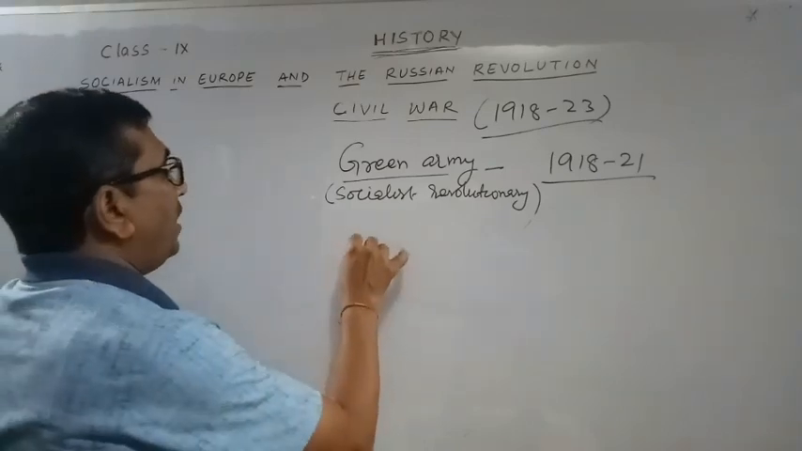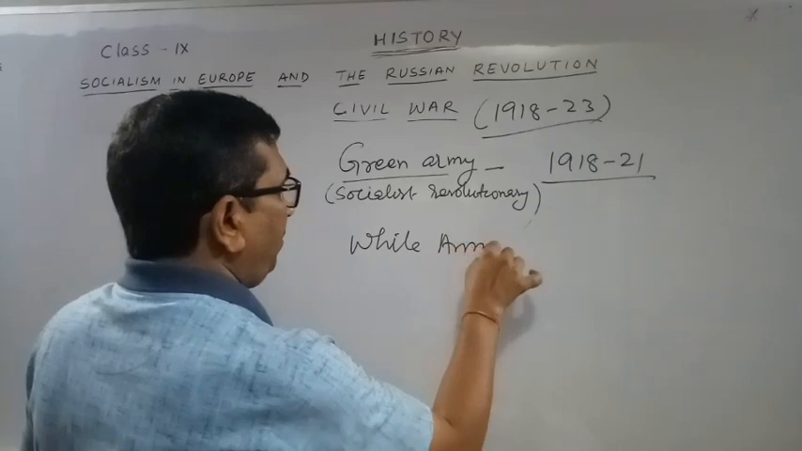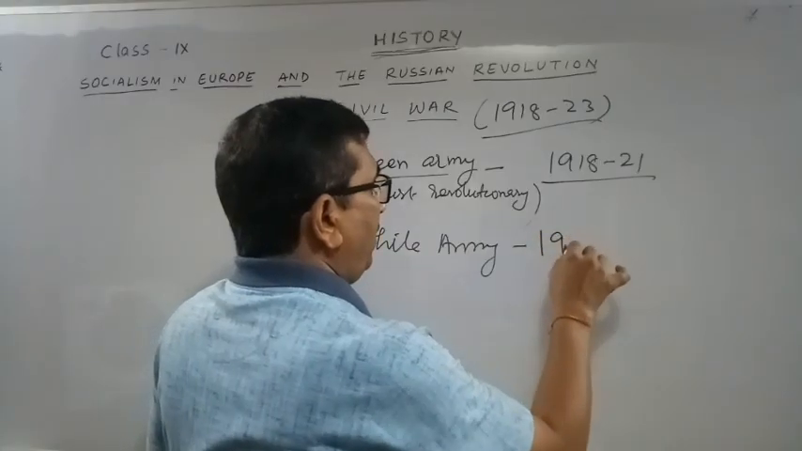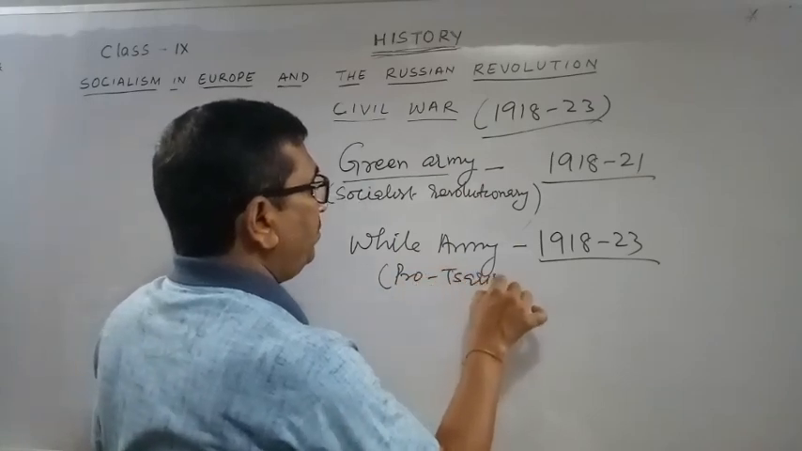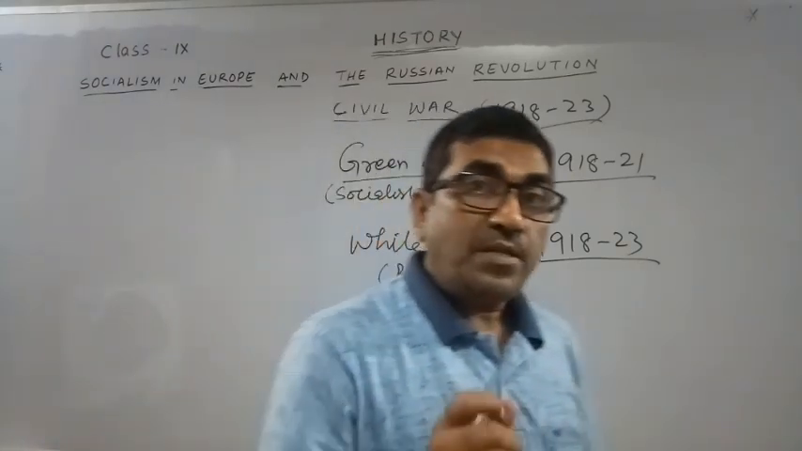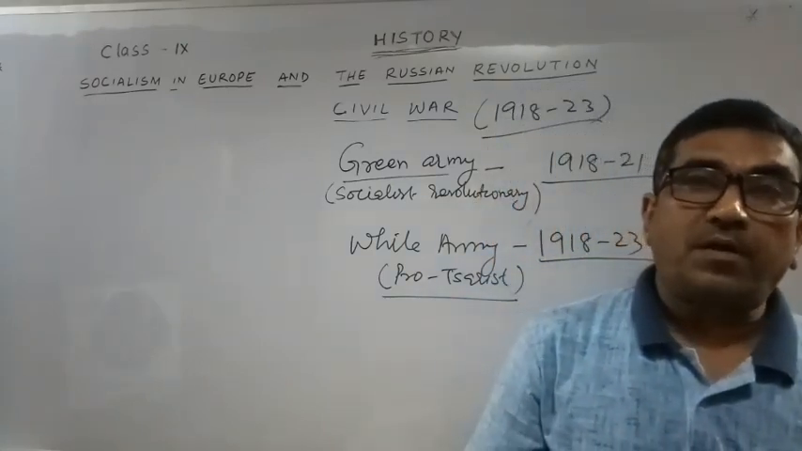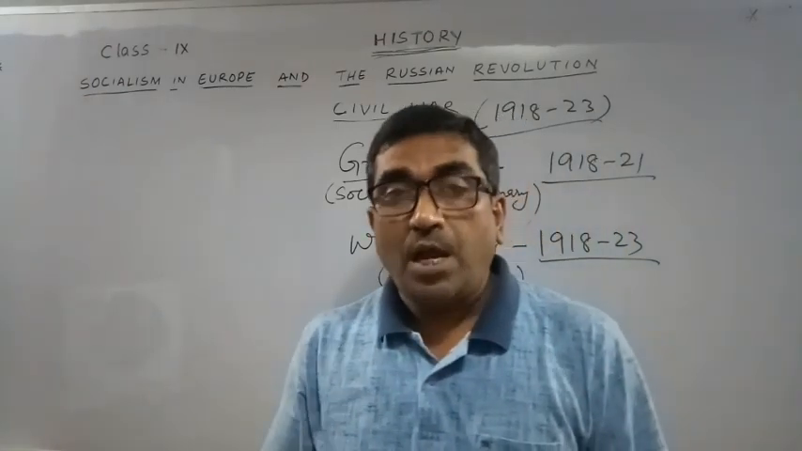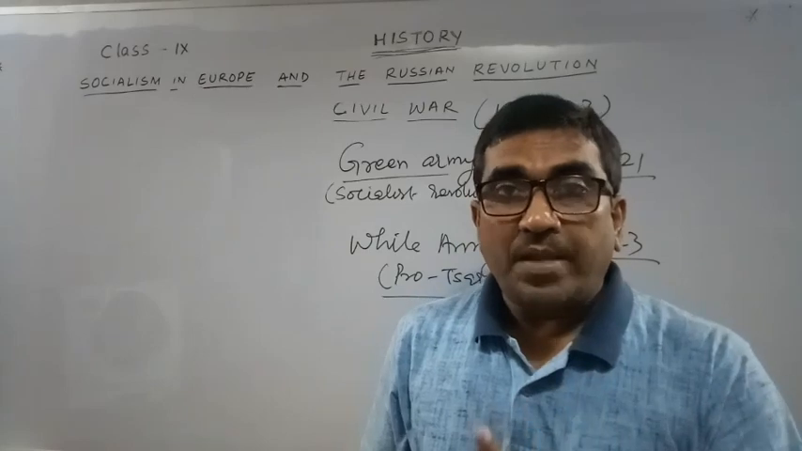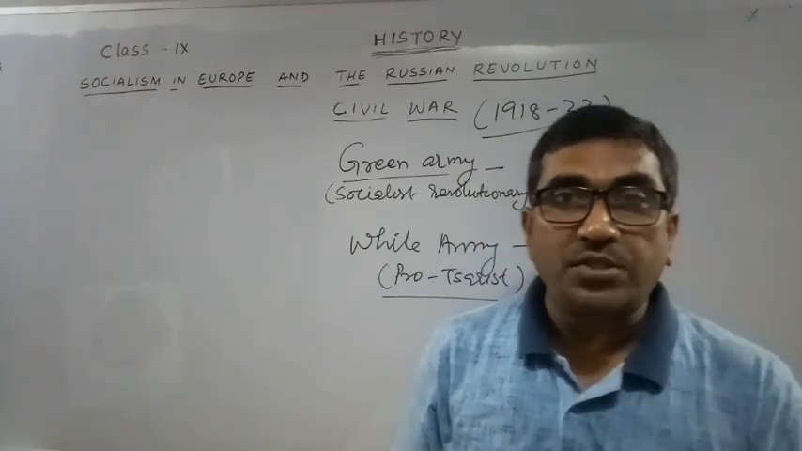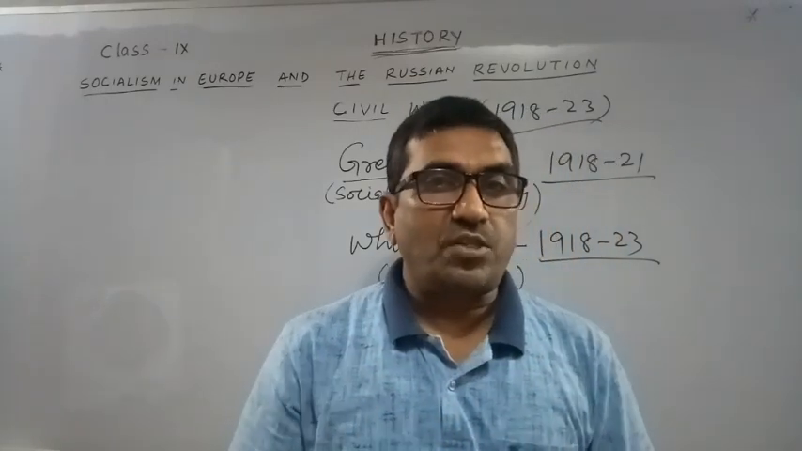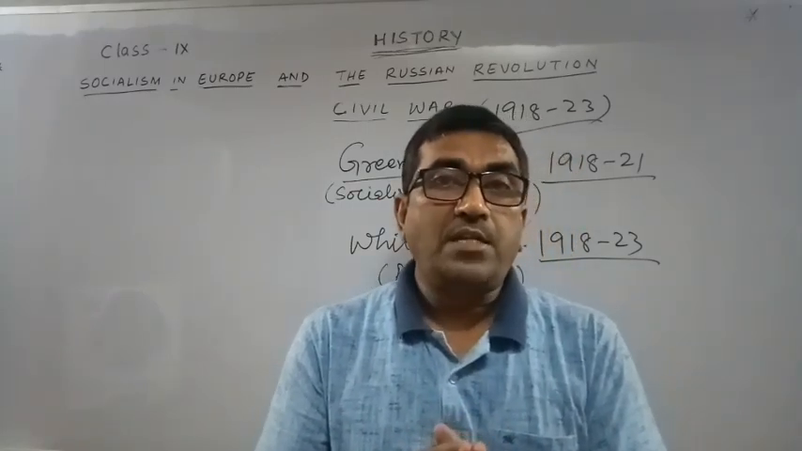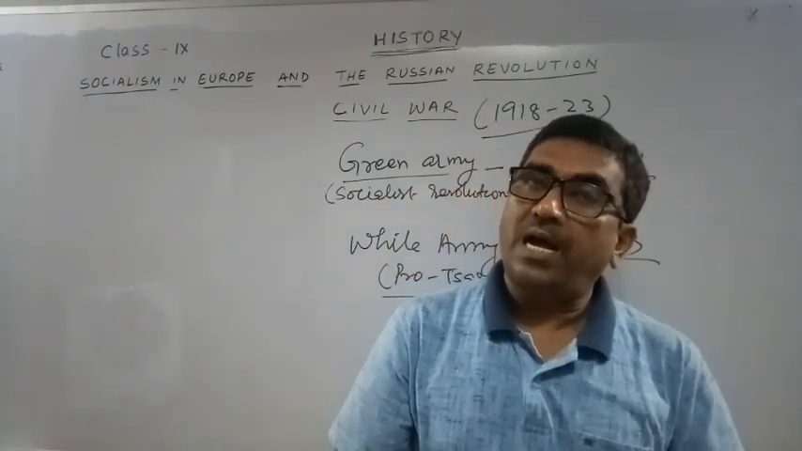Another army was the White Army, 1918 to 23. We can say it was pro-Tsarist, meaning supporters of the Tsar. These were the commanders of the imperial forces who were fighting in the First World War and who became angry with the activity of Lenin, because Lenin had made a treaty with the Central Powers, and they thought he had staked the prestige of Russia. They wanted to regain the prestige of Russia and forgive the defeat that they had suffered at the hands of Japan.